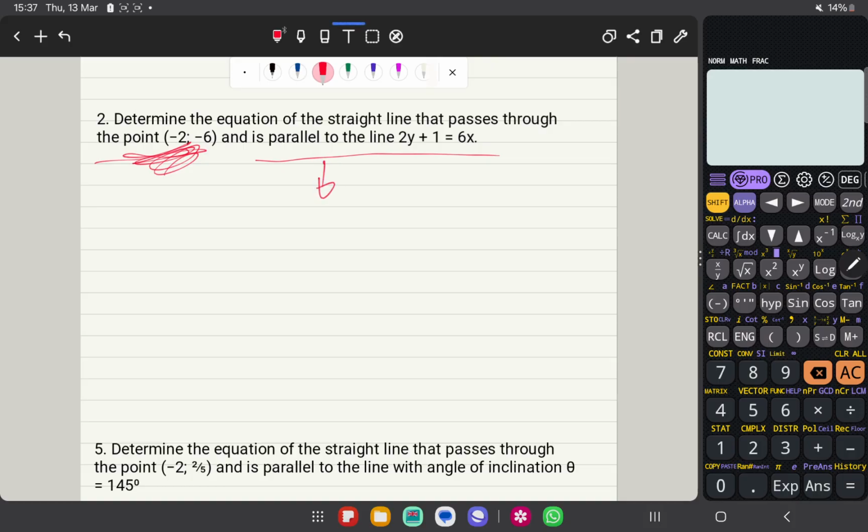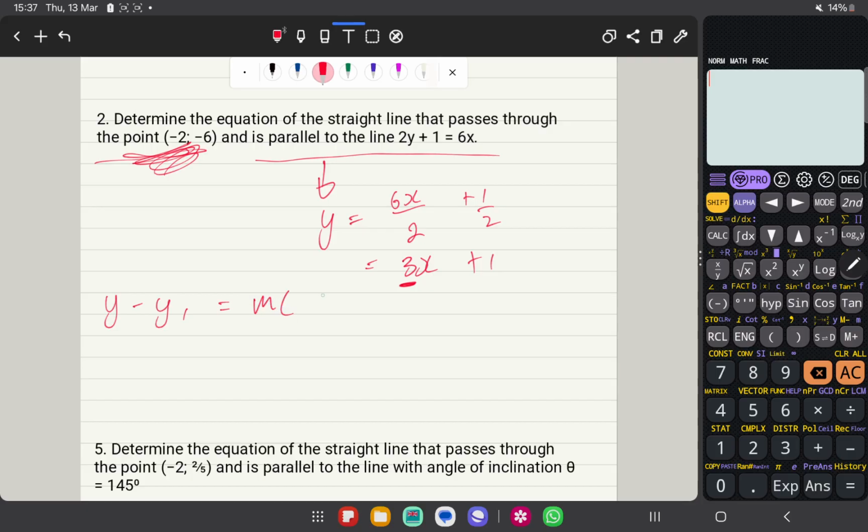Now that line, if I want to write it properly, I have y equals 6x plus 1. Wait, I'm going to divide by 2 everywhere. So in that sense I have y equals 3x plus 1. So I know my gradient now is 3. I use that equation. Remember, y minus y1.